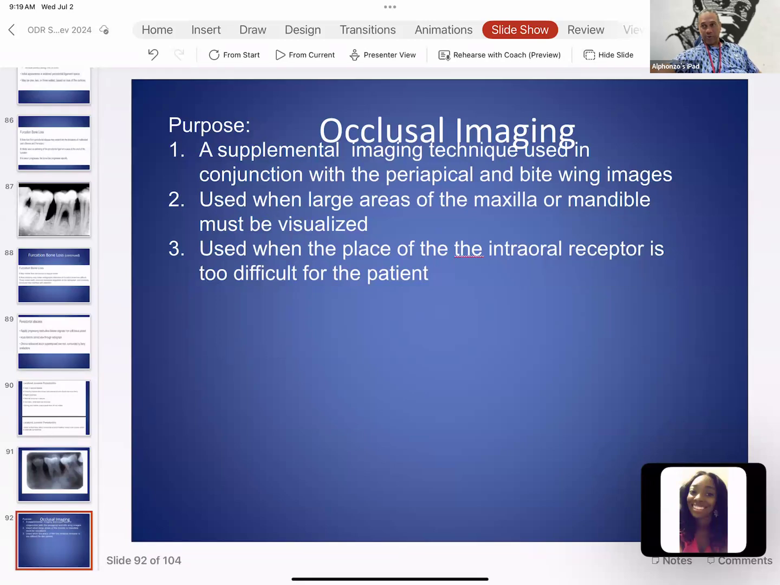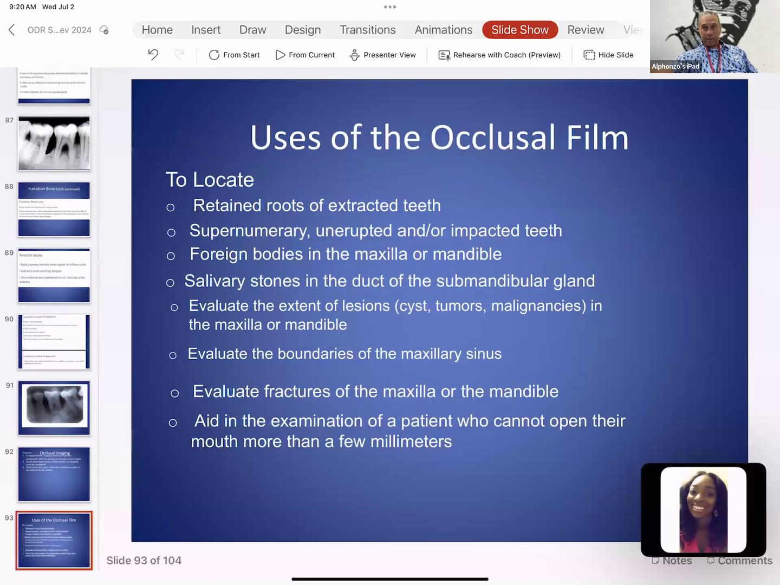And they're large films, maybe about half the size of your cell phone. And you can just put that right in a patient's mouth, tip the chin down or up, depending on which arch you're trying to capture. Here are the uses. So make sure you understand the uses of occlusal film.